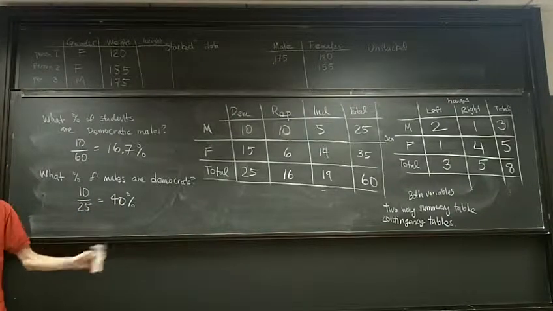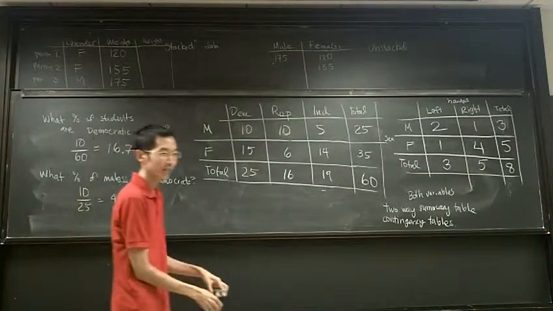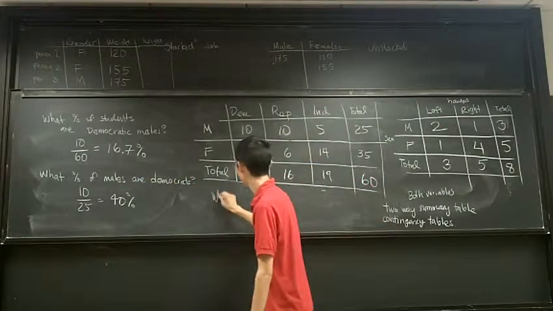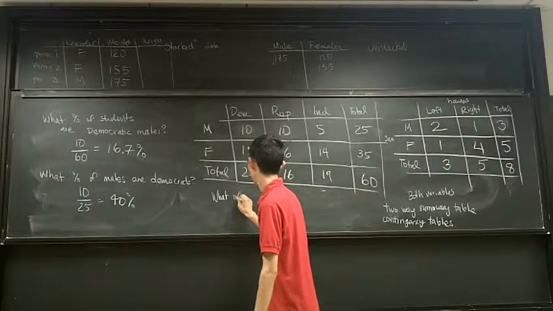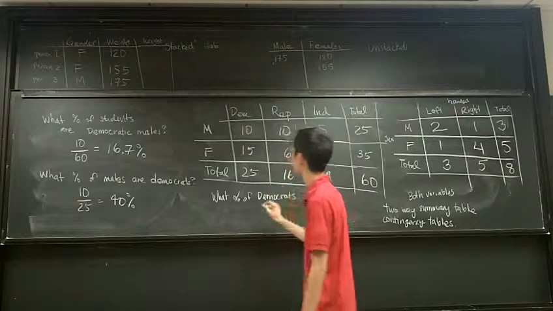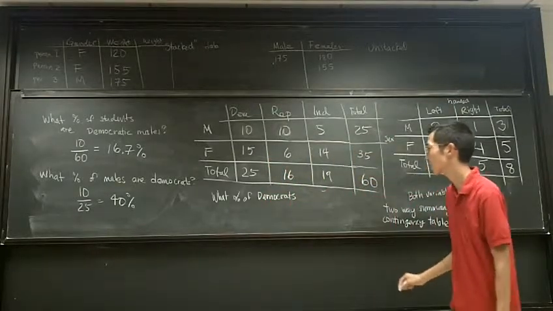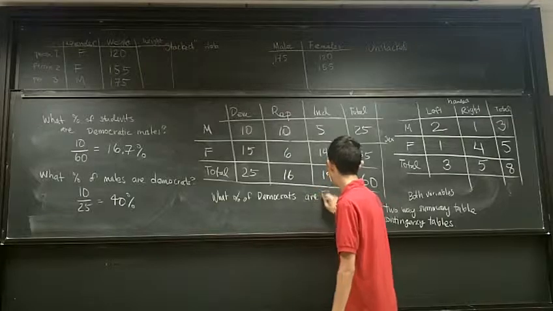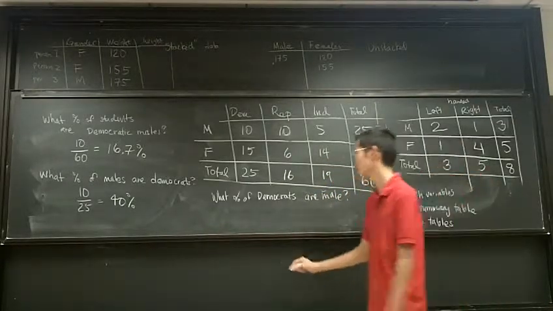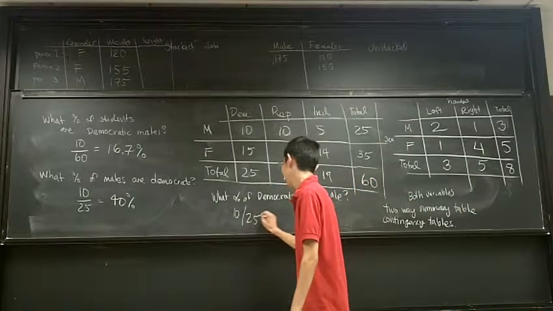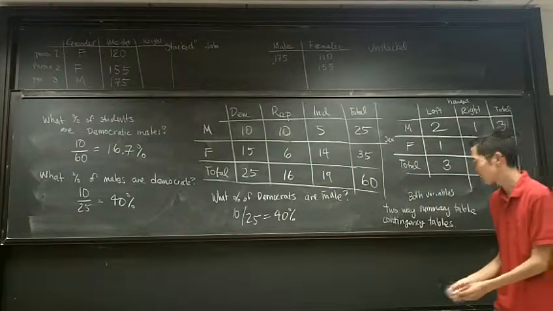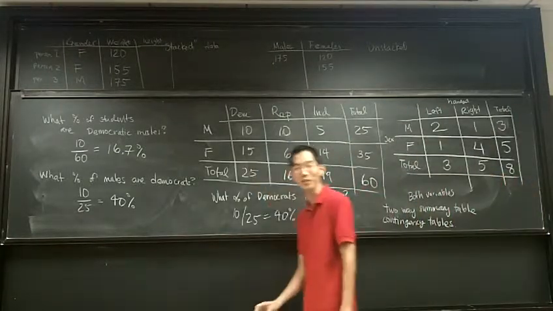All right, and then what's the other form of the question I could ask? What percentage of Democrats are male? Oh, and this is just coincidentally unfortunate. I was hoping to have a different question with different numbers. It's also going to be 10 over 25, 40%. I was hoping the numbers would be different, but the way I made them up, they ended up being the same.